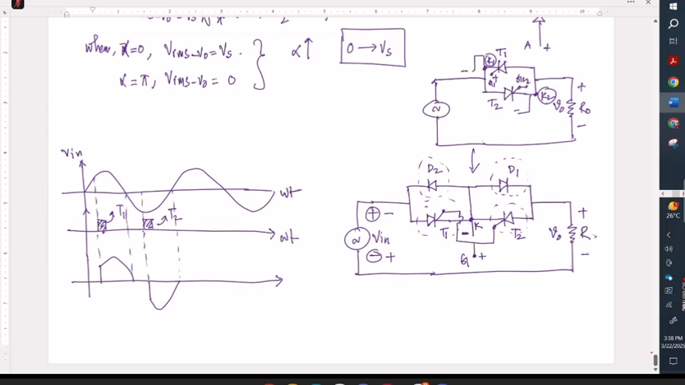What should be the current waveform? Same as the voltage waveform, but it will be a bit lower because of the resistance. Right? Like this, right? That should be the waveform for the current.